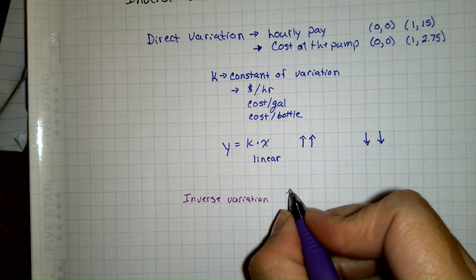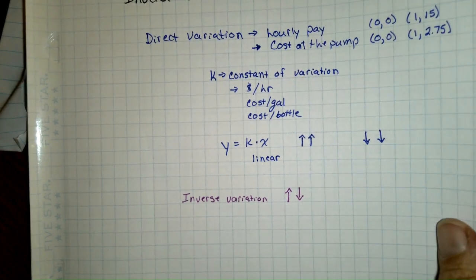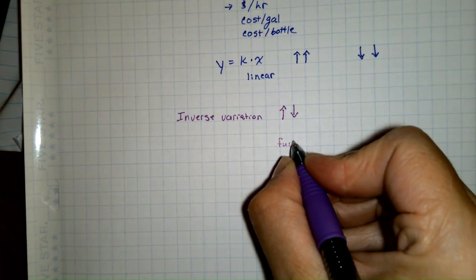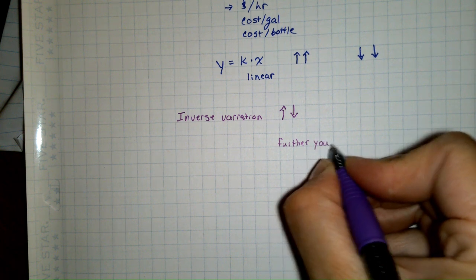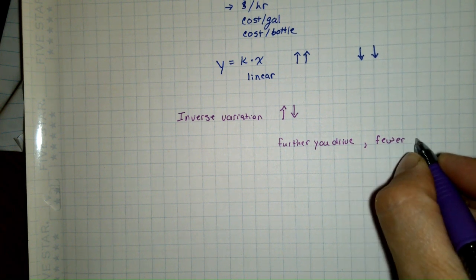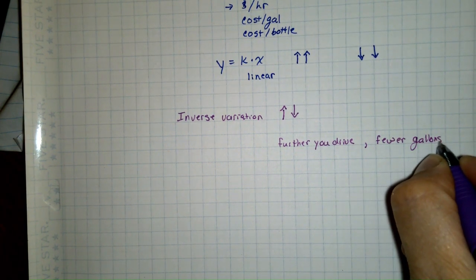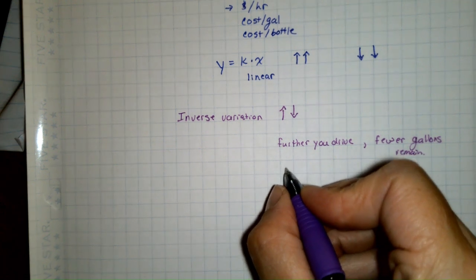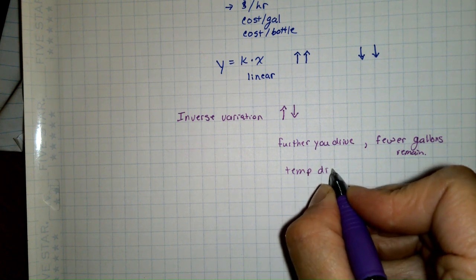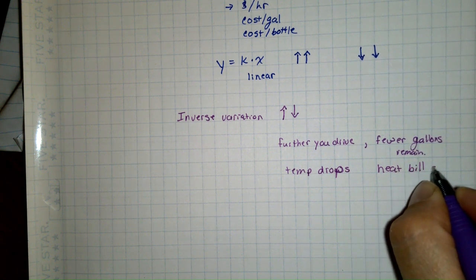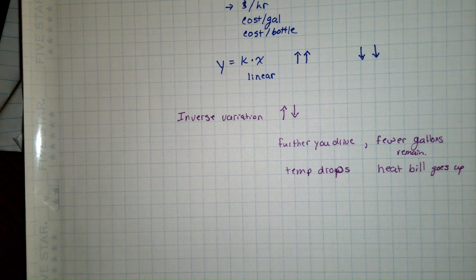This is like as one goes up, the other goes down, they're going in opposite directions. Okay? So think, the further you drive, so more miles, the fewer gallons remain in your tank. Now I know you can go fuel up again, but then it starts over, right? As the temperature drops, your heat bill goes up. Right? As one goes down, one goes up.